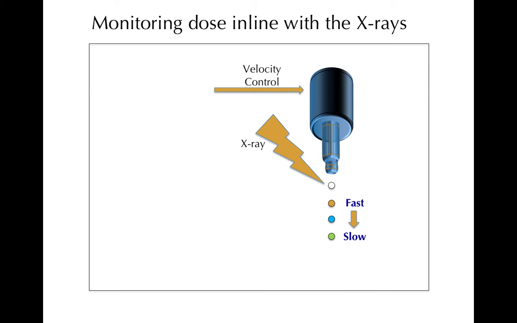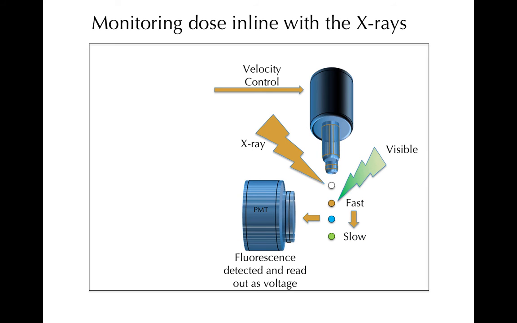So the idea behind this is that we use a jet to eject a sample, either droplets or a stream of liquid, into the X-ray beam. And by controlling the speed of that sample, we can control the X-ray exposure. And we also hit it with a visible light laser as the sample is falling and before it hits the collection tube, and we measure the fluorescence coming off of that sample.